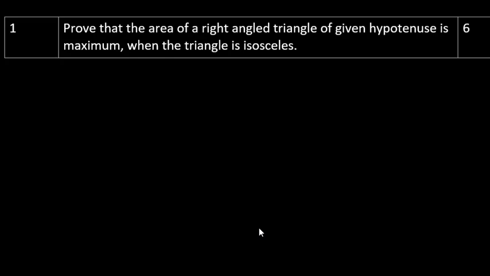The question is, prove that the area of a right angle triangle of a given hypotenuse is maximum when the triangle is isosceles. What we have to prove? We have to prove that the area of the triangle is maximum when this right angle triangle is an isosceles triangle. So for a given hypotenuse, an isosceles right angle triangle has the maximum area. That we have to prove. So let us see the solution.